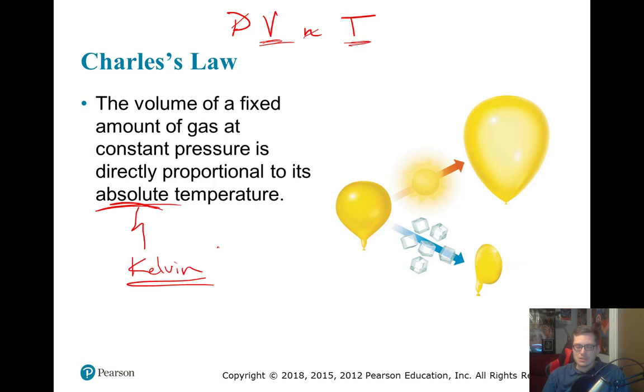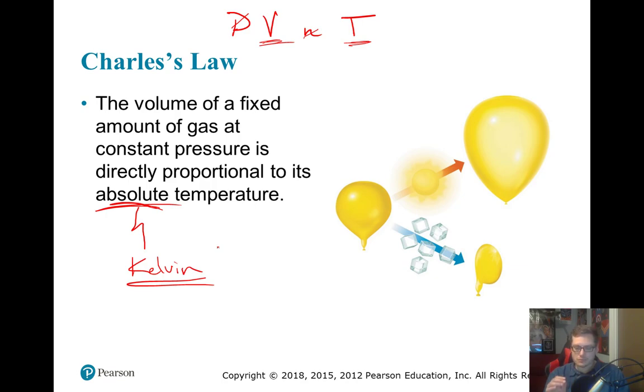That's as cold as anything can get, or lacking of heat as anything can get, and it can go up from there. Whereas if we use Celsius, we can have negative values. So this is a very important thing. Whenever we're dealing with gas laws, we always have to use Kelvin for our temperature scale. Always, always, always use Kelvin for your temperature scale.